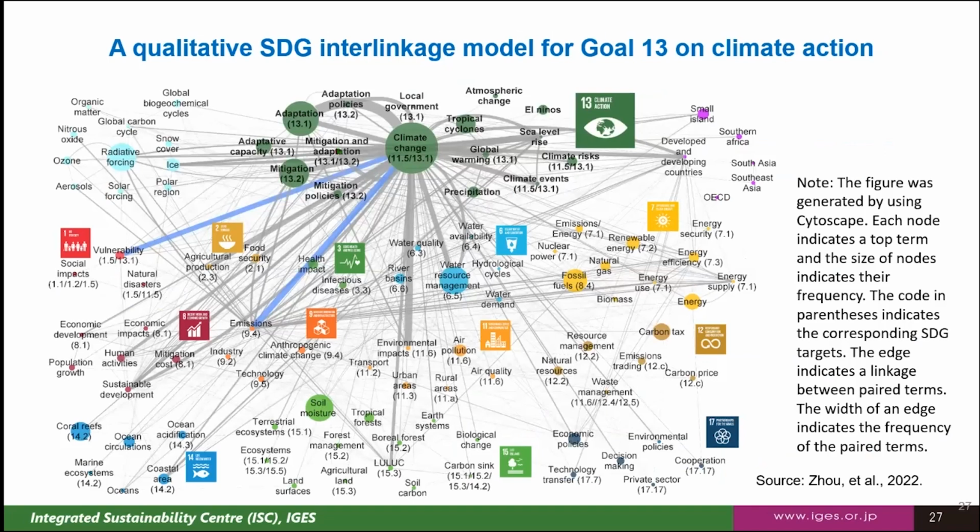Based on the results, we built a system model on climate action interlinkages within the SDGs and visualized the model in a network graph. Each node indicates a top term, and its size indicates the frequency of its appearance in the text. The code in parentheses indicates the corresponding SDG targets. The edge indicates a link between paired terms, and its width indicates the frequency of the linkage.